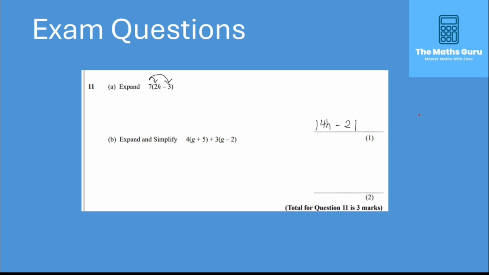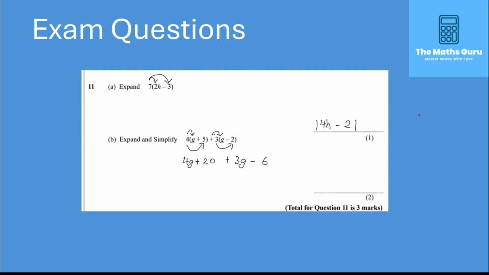Okay, so now we're going to expand and simplify in part B. We do 4 times g and 4 times 5, so we get 4g plus 20. Then looking at the second one, we get 3 times g and 3 times minus 2, so we have plus 3g minus 6.